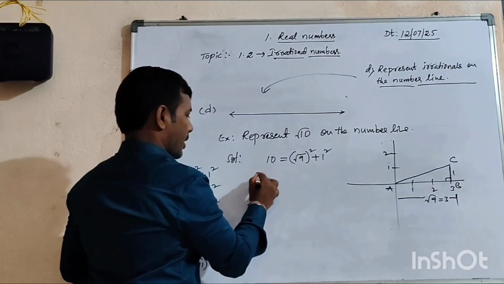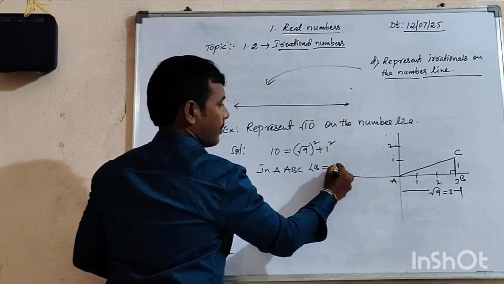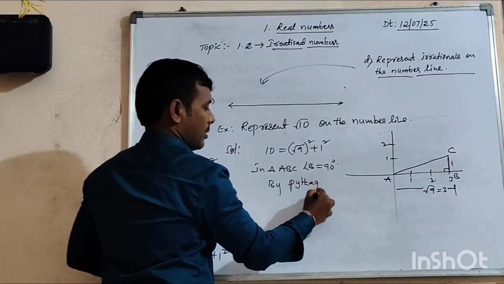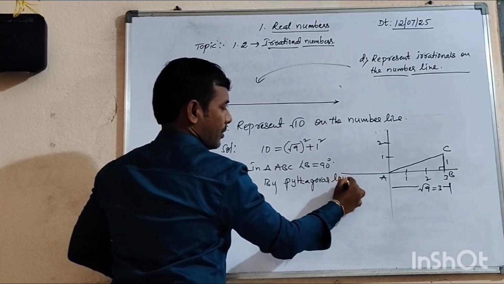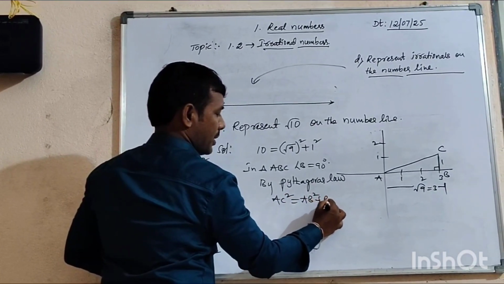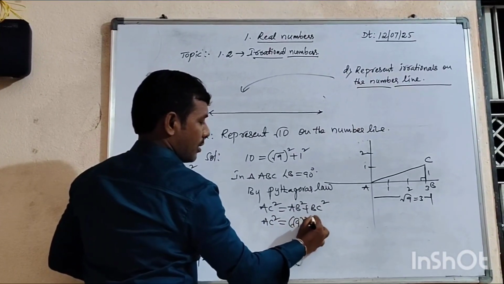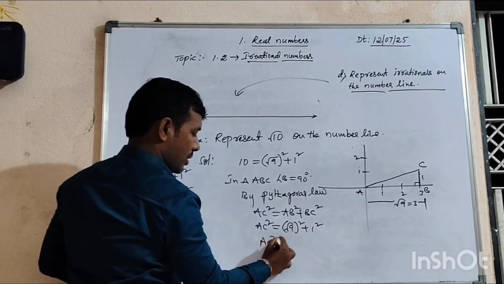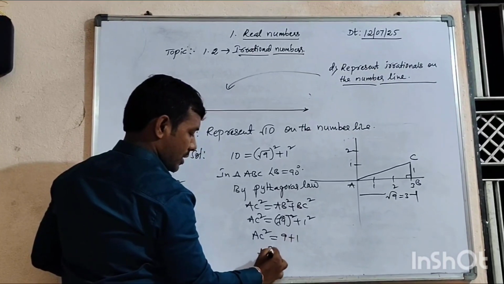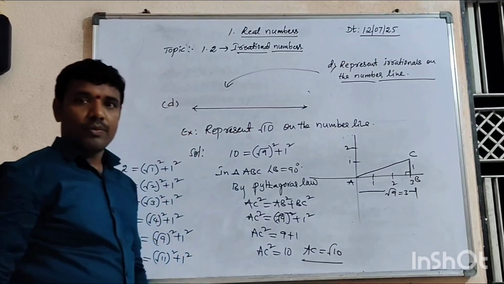Now what happened? In triangle ABC, where B is equal to 90 degrees, then by Pythagoras law, tell me, AC square is equal to AB square plus BC square. AC square we don't know, leave it. AB is root 9 whole square plus 1 square. Then AC square is equal to, root cancels square, 9 plus 1 square, nothing but 1. AC square is equal to 10. Now AC is equal to square root of 10. I think you got it. Clear?